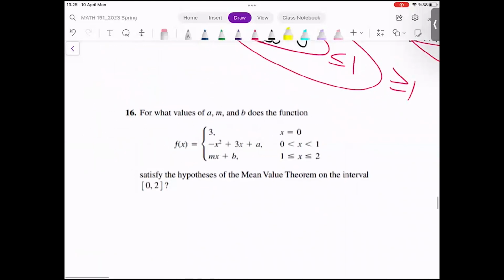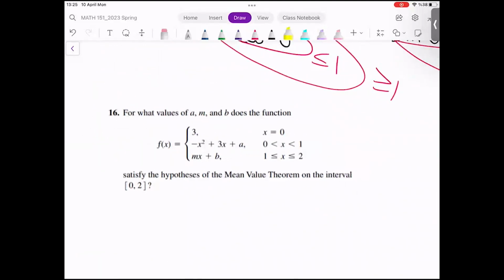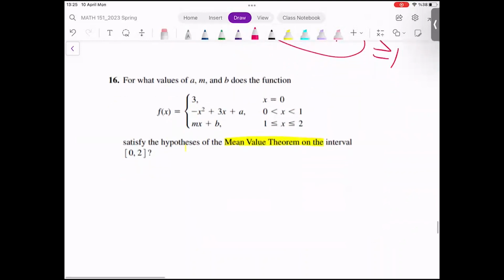Okay, let's continue with this one. This problem is about the mean value theorem, which is the remaining content of this week. Let's also cover it and then we will stop. I think I need to recall to you the assumptions and conclusions of the mean value theorem.